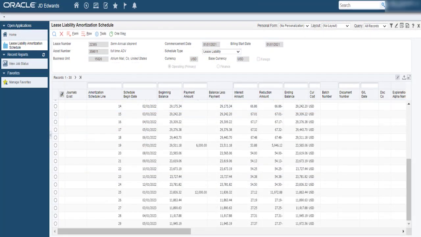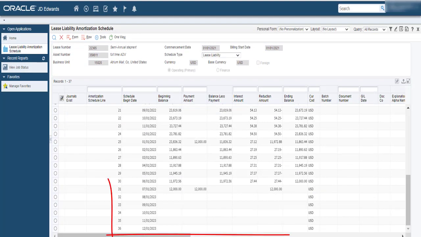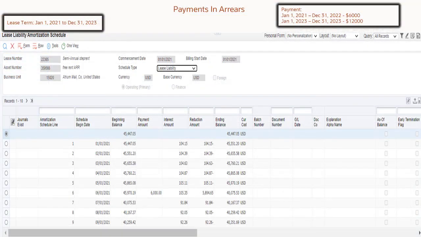The payments are made in January and July for semi-annual billing. Notice that the final payment is made in July 2023. Therefore, the last 6 periods show no ending balance as the payment is made in advance. Now let us look at a lease with similar details. However, the payment method for the lease is set to in arrears.